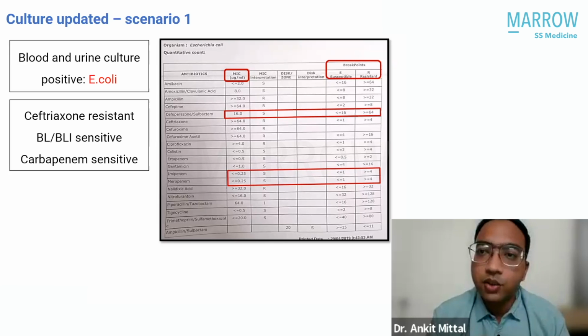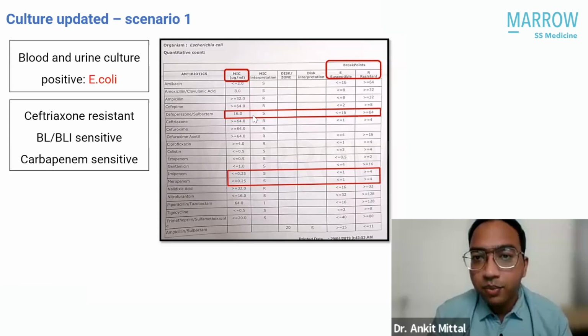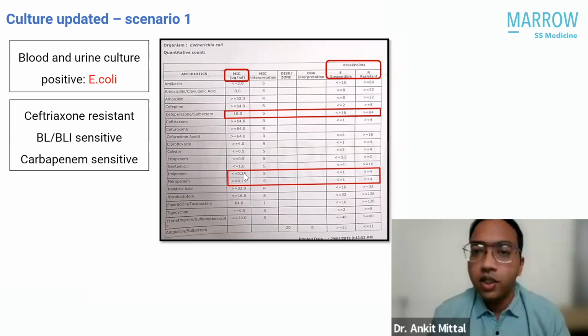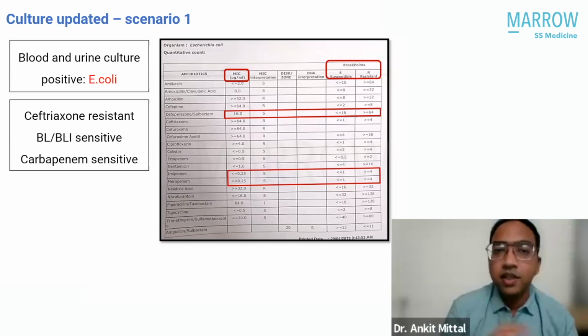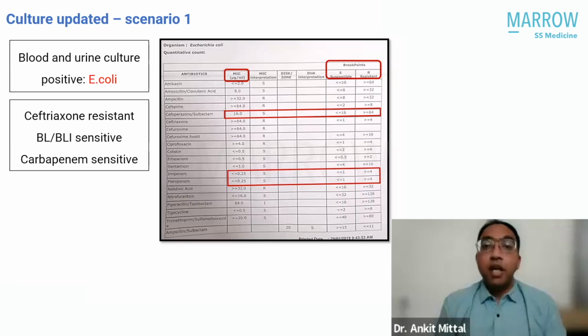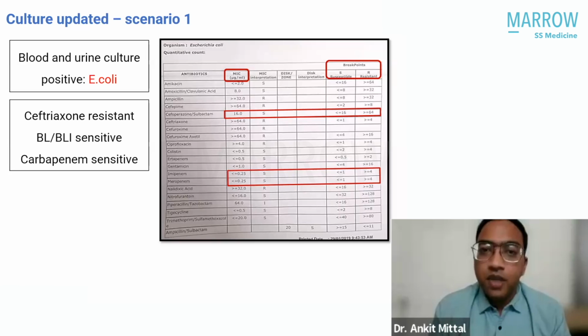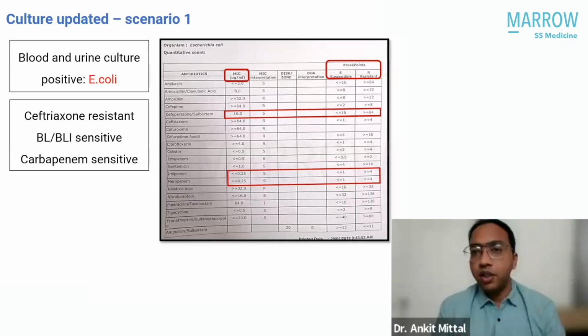Always ask your lab to give you breakpoints, because getting MICs alone may not be helpful, right? Because based on this, even cefoperazone sulbactam is sensitive, imipenem is also sensitive. But when you look at the breakpoints, you know that the breakpoint to MIC ratio is 1 for cefoperazone sulbactam, whereas 4 for imipenem and meropenem. So in this case, imipenem or meropenem becomes a better choice, even though cefoperazone sulbactam is also sensitive. Now, this is based on this particular report.